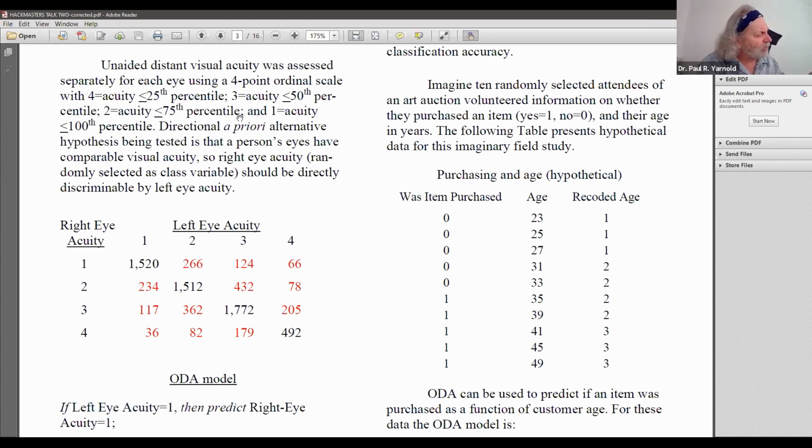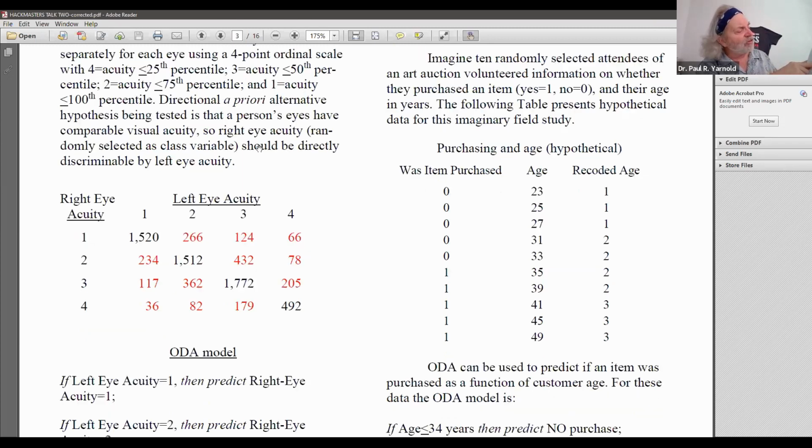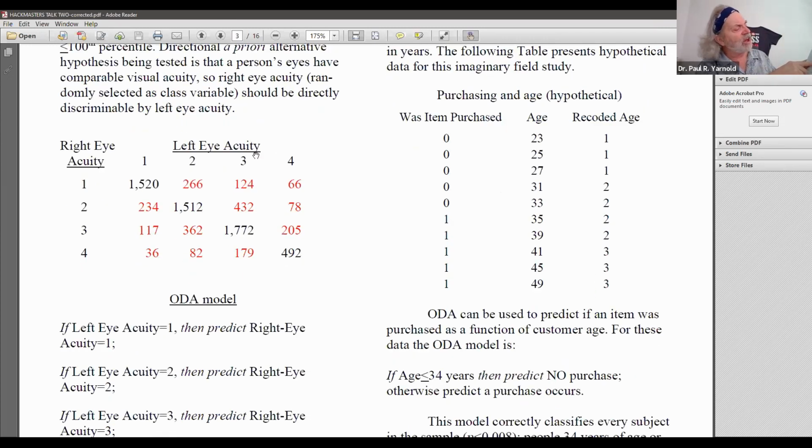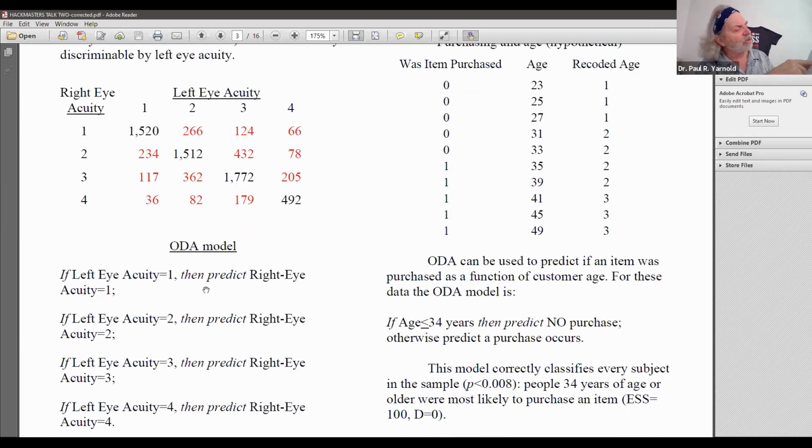And then of course the 4th was the best vision. And so you can see in the table there, the red are mistakes. Well, the ODA model says, if it's to maximize ESS, if left eye acuity is equal to 1, then predict right eye acuity equals 1. Okay, and so forth. 2 is 2 and 3 is 3. And so you can see that it predicts the diagonal here.